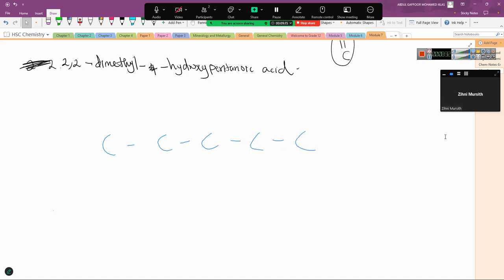And then if it's an oic acid, you're going to have a COOH. If you want to draw a COOH, okay, wait, we'll come back to that actually. And then you'll have 2,2-dimethyl. So you've got methyl here, which is CH3.